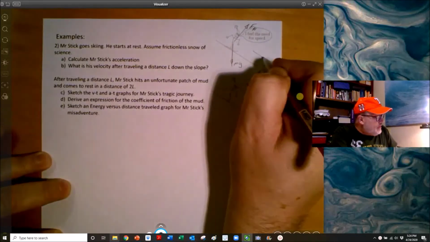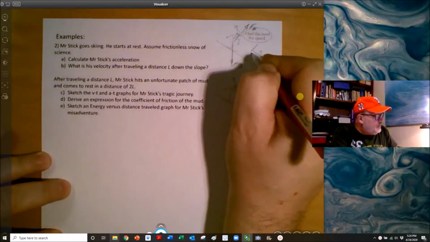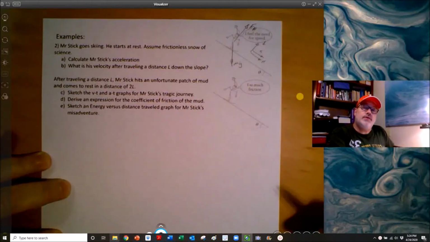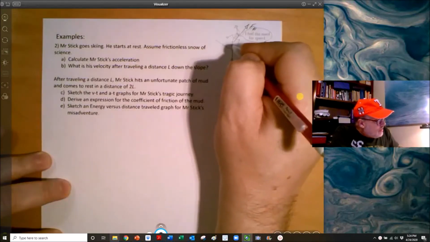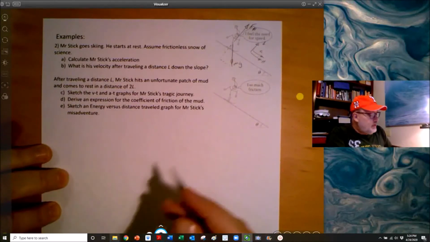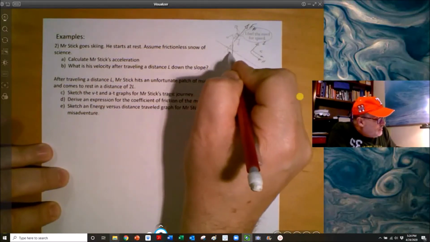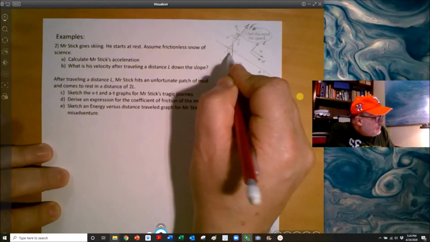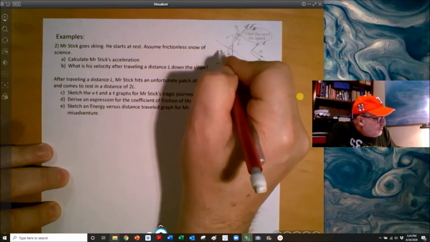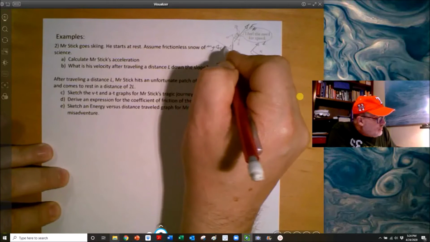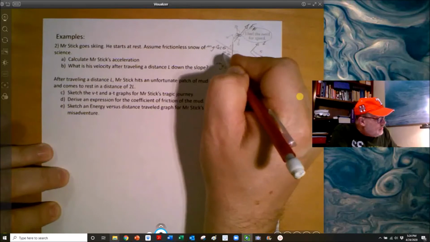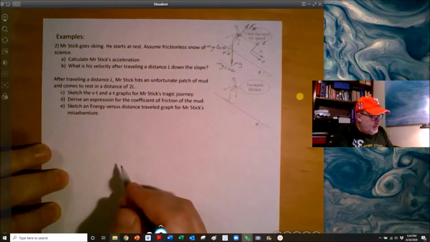So since we're accelerating down this way, I'm going to tilt my coordinate system so I have one axis parallel and one perpendicular to the acceleration. And so that means I need to break up my mg weight into components, parallel and perpendicular. This is the parallel part. This is theta. There's our theta, and this is our theta here. So this will be mg sine theta, and this one on this side will be mg cosine theta. And since we're not accelerating perpendicular, the normal force and mg cosine theta must be the same.